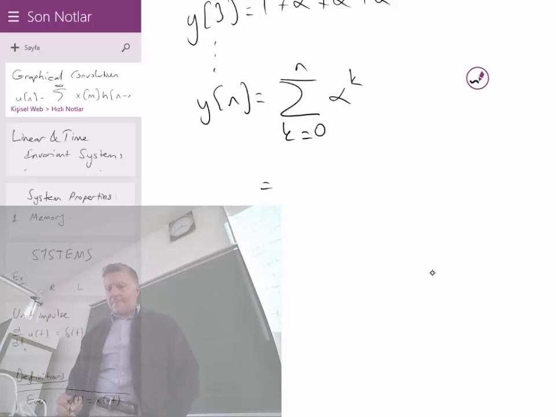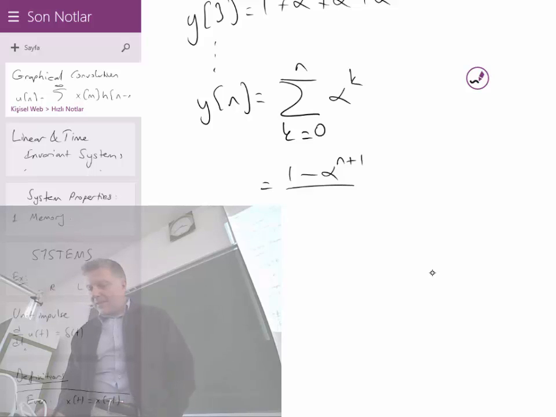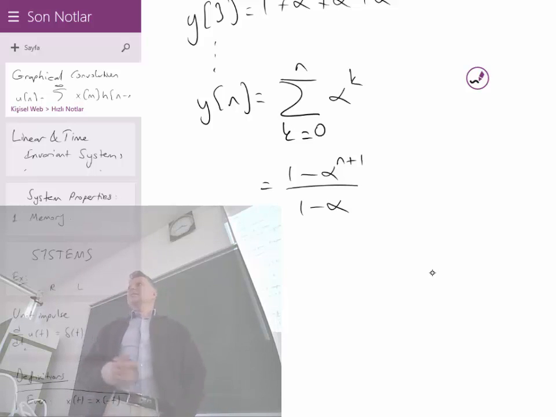What is it? What is this summation? It's a power series sum, but it's not an infinite power series sum. It equals 1 minus alpha to the power n plus 1, since the limit is n, divided by 1 minus alpha. So this is the formula for a general y of n, for n greater than or equal to 0, of course. The summation doesn't work for negative n's.